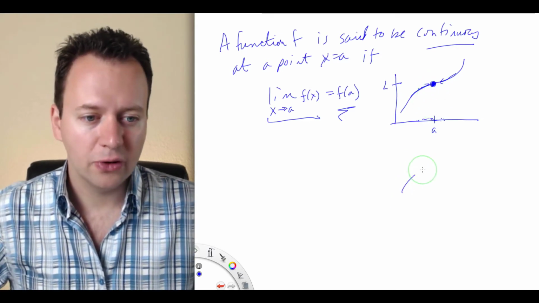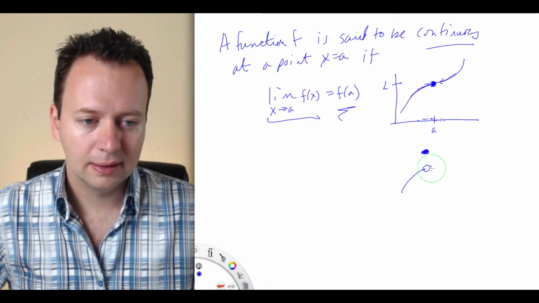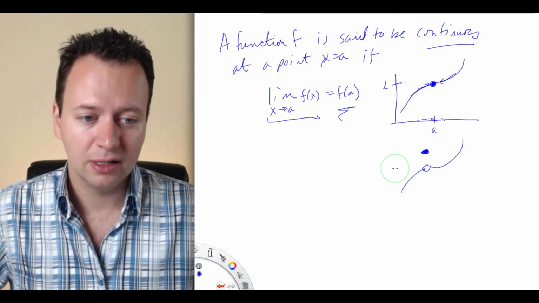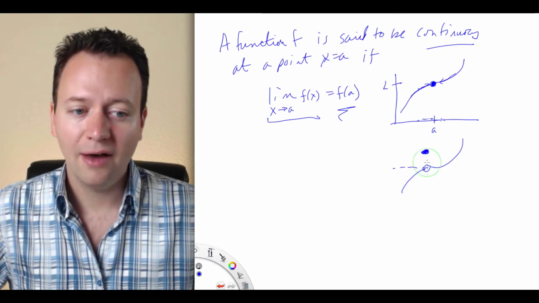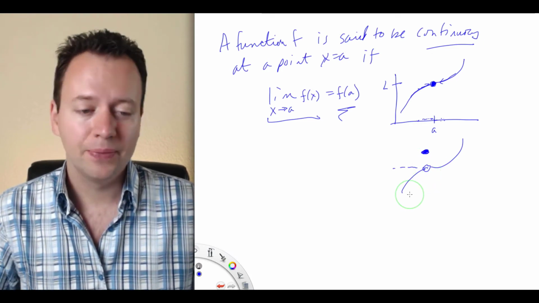So for example, you can't have something like this. So here the limit as x approaches a exists. It's equal to this y value right here. But f of a is different than that limit, so the function is not continuous at that point.